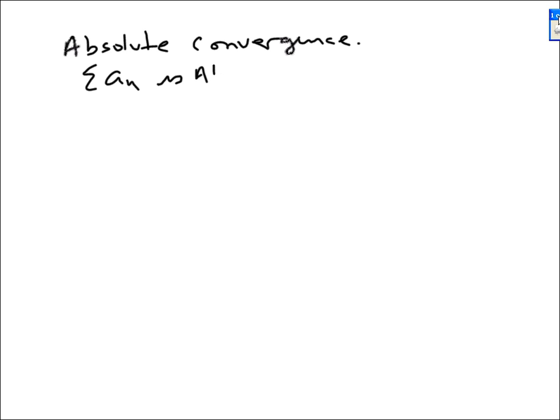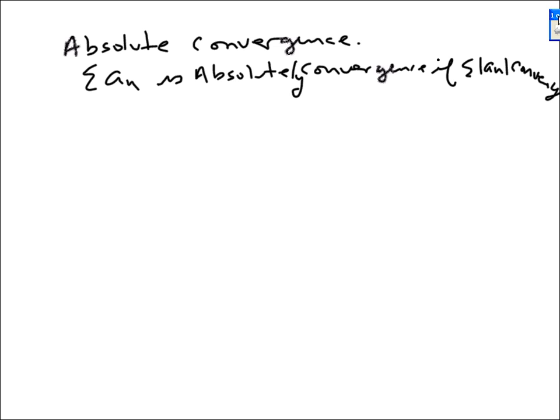We're going to talk about absolute convergence and conditional convergence. First, let's define that. Absolute convergence: we say that the summation of a sub n is absolutely convergent if the summation of the absolute value of a sub n converges.